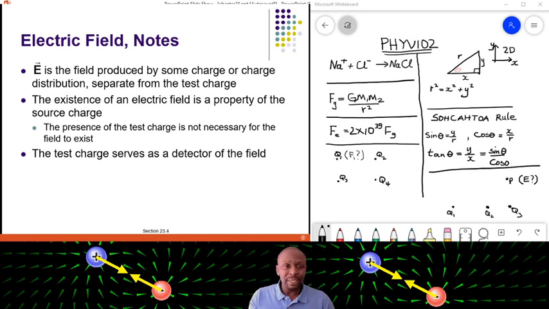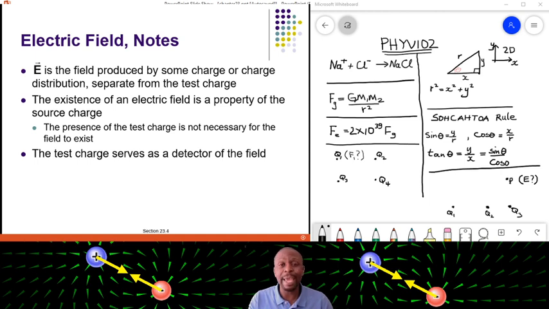Now, the electric field is produced by some charge or charge distribution separated from the test charge. The existence of an electric field is a property of the source charge. If you don't have a source charge, therefore, you are not going to have the existence of the electric field. Now, in this case, the test charge serves as a detector of the field.